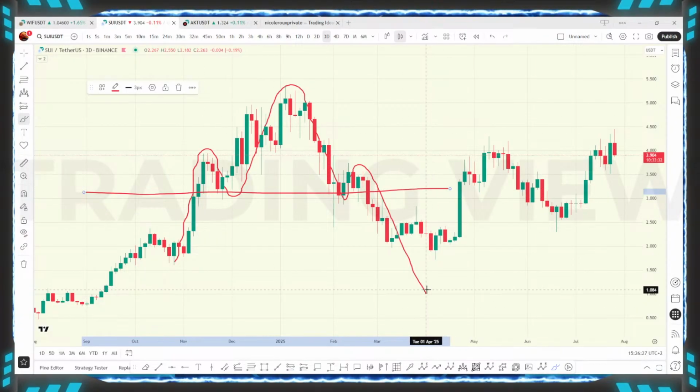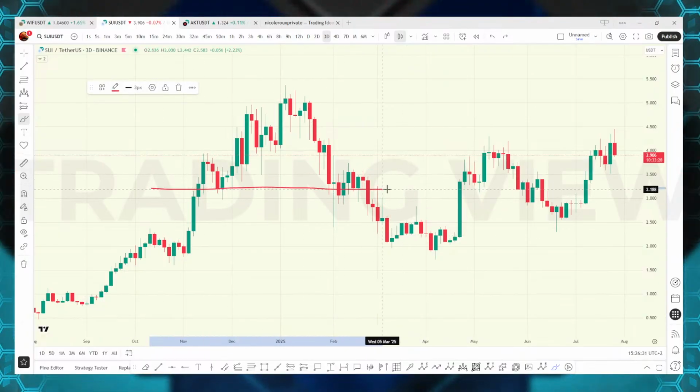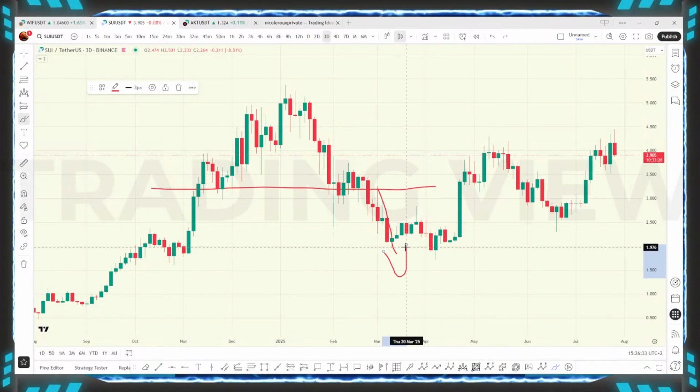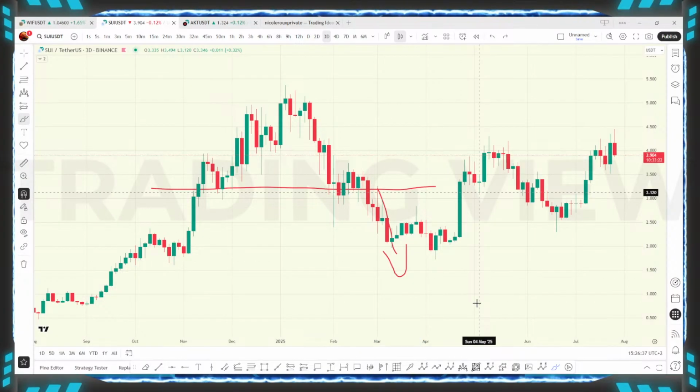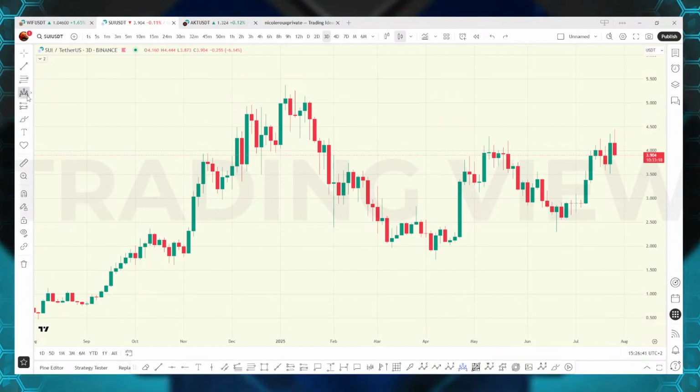And it played out as well. Why? Because after this neckline right here, we broke down. Boom. We had this move down here to this level here. So let's go check it out. Let's use this tool and let's click it.